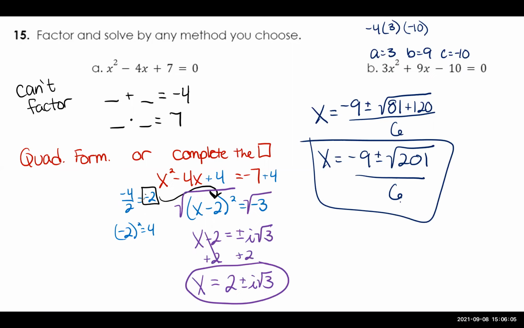If you really wanted to reduce the 9 and the 6, you could separate this out into -9 over 6, which would then reduce to -3 over 2. But that square root of 201 has to stay over the 6. So this is also correct. But I would imagine you just leave it as one big fraction.